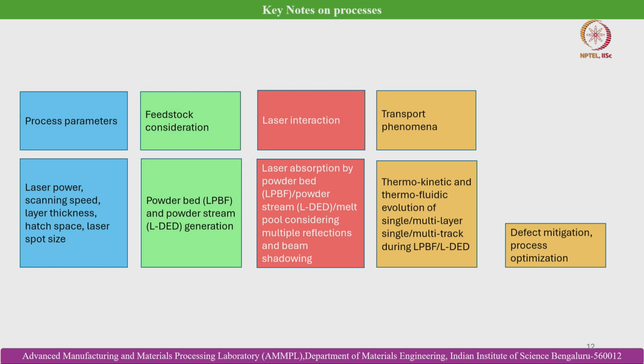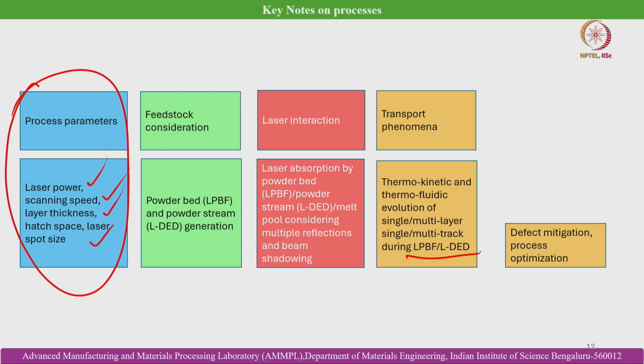You can see the process parameters. The process parameters are laser power, scanning speed, layer thickness, hatch space, laser spot size, etc. And then feedstock consideration: powder bed and powder stream generation, and then laser interaction, that is laser absorption by powder bed, powder stream, melt pool considering multiple reflections and beam shadowing, and then transport phenomena. Transport phenomena is thermokinetic and thermofluidic evolution of single or multi-layer, single or multi-track during LPBF, laser powder bed fusion, and laser DED, directed energy deposition.